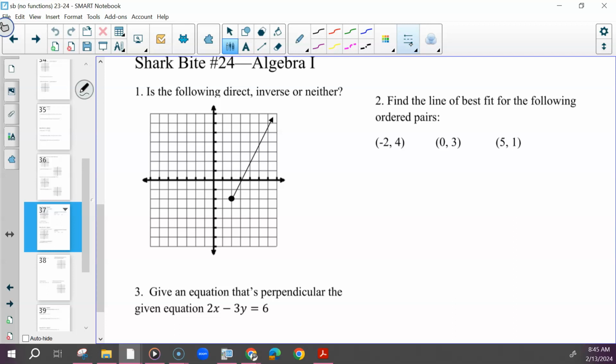For number 1, if it's asking, is this direct, inverse, or neither? Without even seeing where this is going to end up on the y-axis, I know it's not going through the origin, so it can't be direct. It's not a hyperbola in the curve shape, so it's not inverse, so this would be neither.